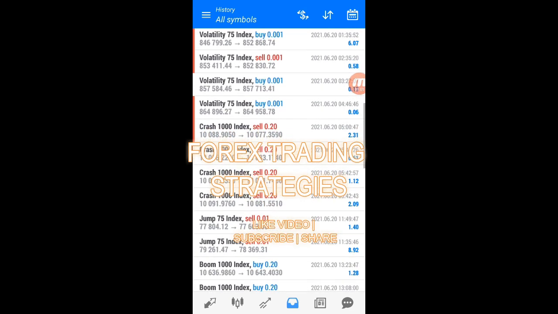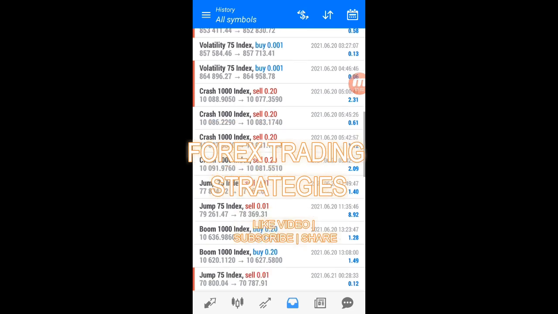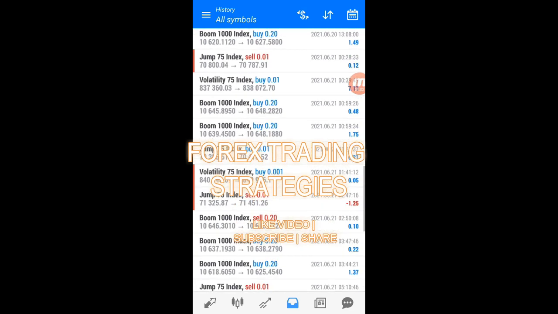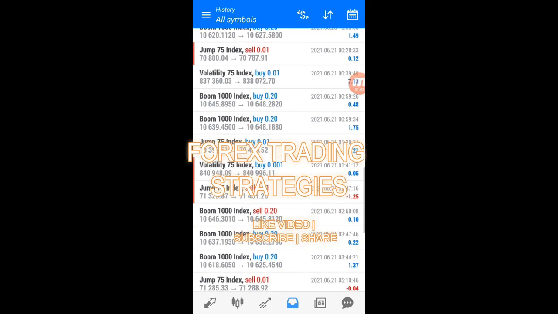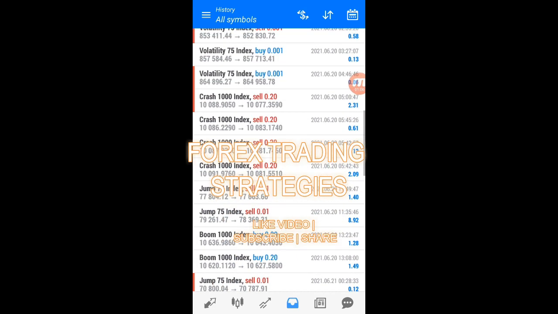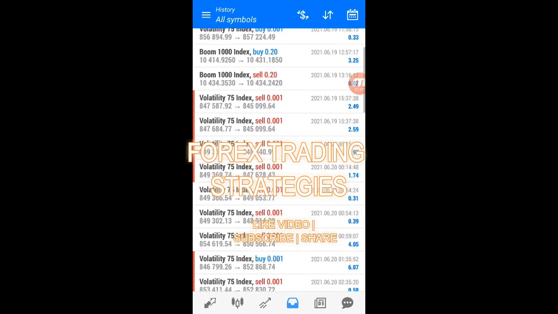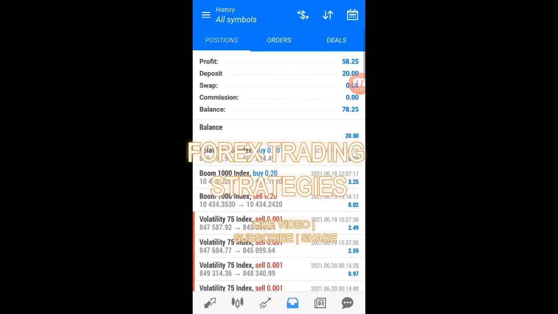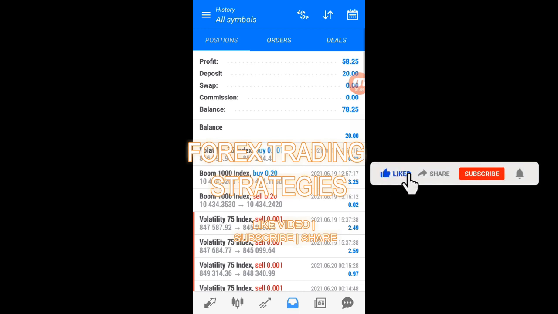So yeah, I basically went to my Deriv account, the account that I use to trade synthetic indices, Boom and Crash, Volatility Index, sorry about that, Jump Index and stuff like that, and basically made a $20 deposit, as you can see, and I traded the shit out of that. It was basically a few hours and I turned that $20 into over $78.